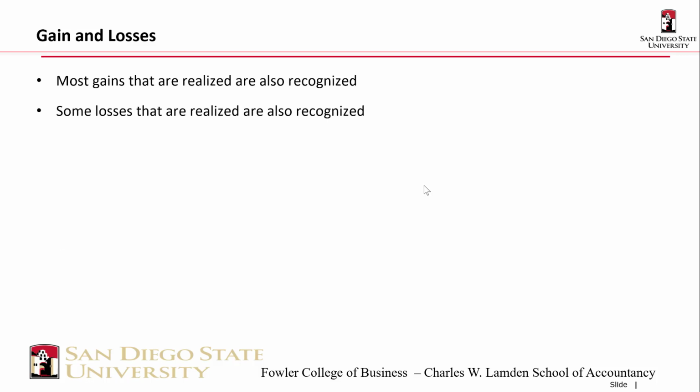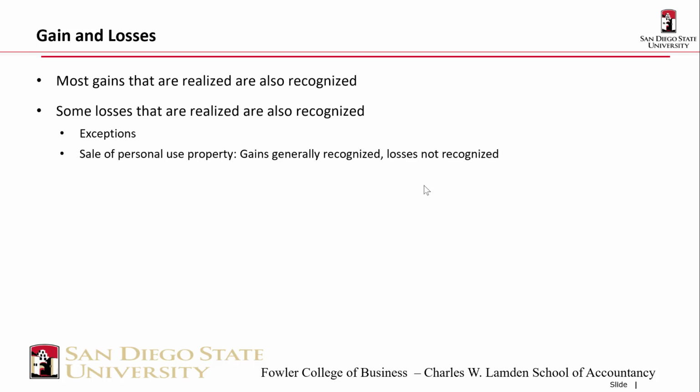So again, most gains that are realized are recognized. Some losses that are realized are also recognized. So the tax code is asymmetrical with respect to gains and losses. You almost always have to pay tax on gains, but you don't always get to reduce your income for losses.